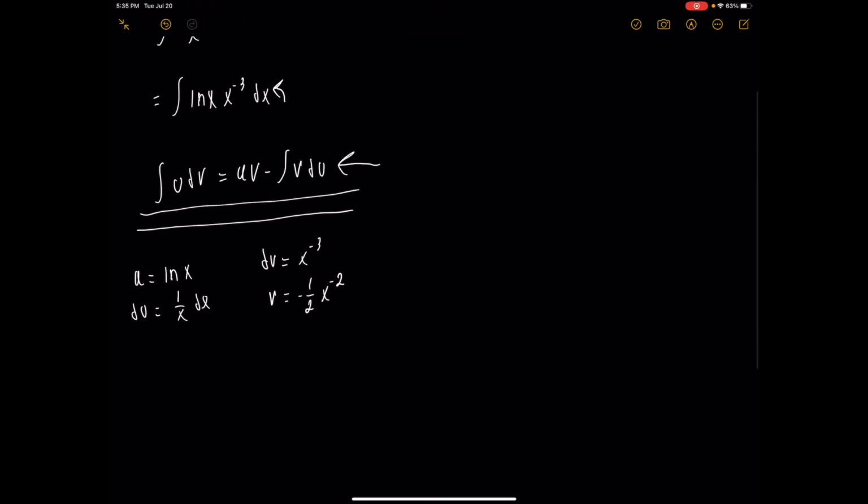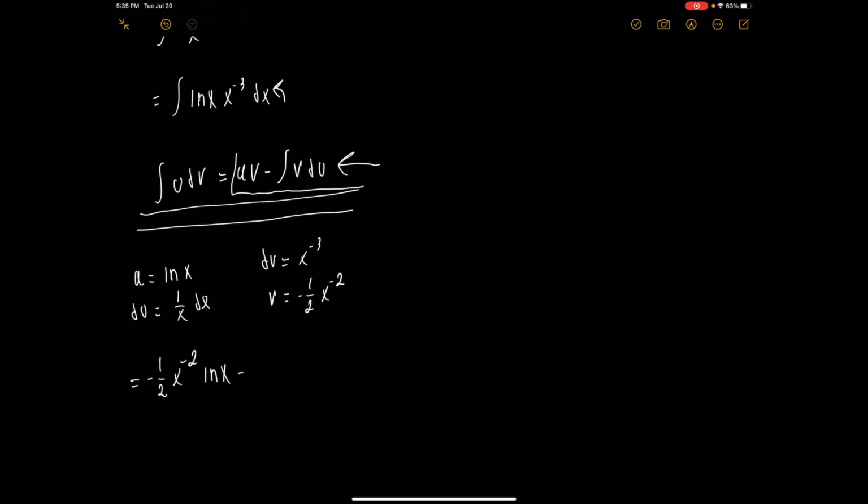I'm going to go ahead and fill in this part right here of the formula. So now let me set my u. But in this case, since I have v, I'm going to go ahead and write v first, just to keep things neat. So let me go ahead and write this as negative 1/2 x to the negative 2. And now I'm going to go ahead and write ln x.